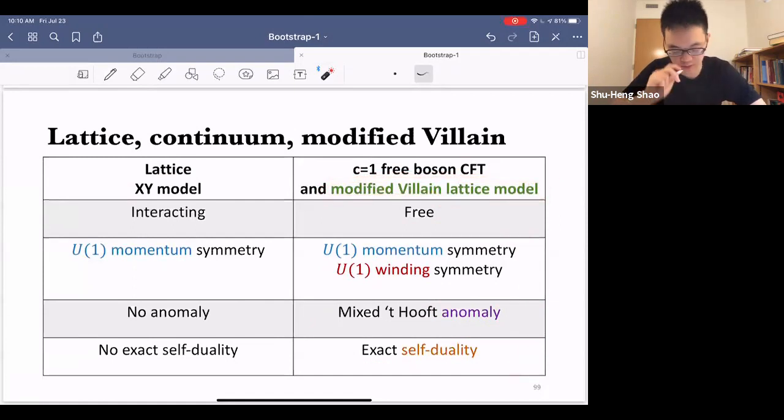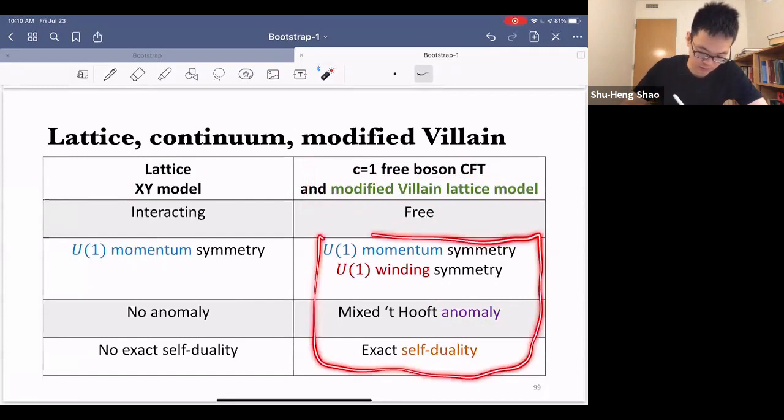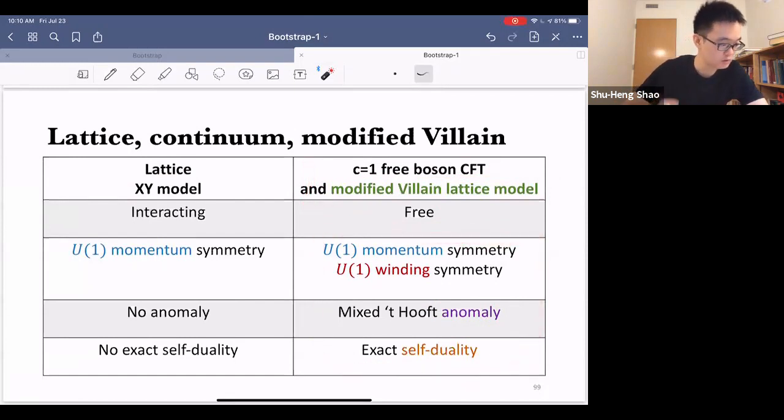That really shows that anomalies have nothing to do with fermions. It has nothing to do with being a continuum field theory. And it's also not special to quantum mechanics. Here we have a 1+1D bosonic lattice model that exhibits all the features. All right, I think I'll just stop here. Thank you everyone for your patience.